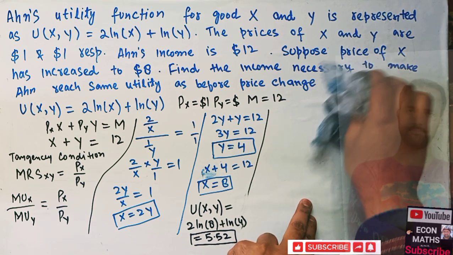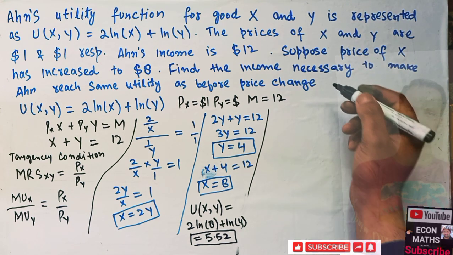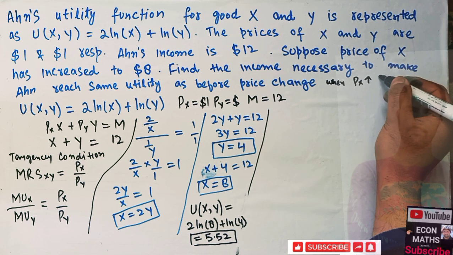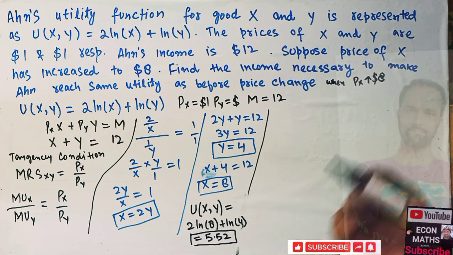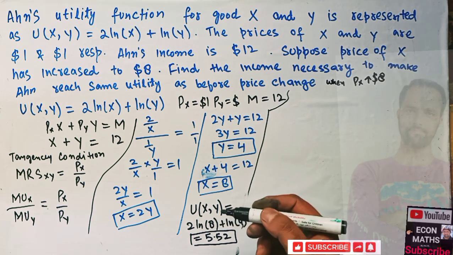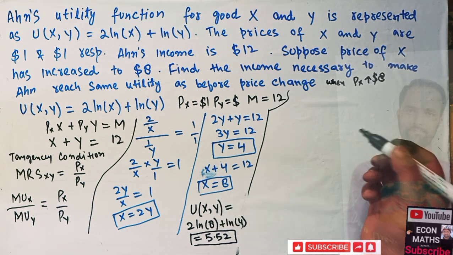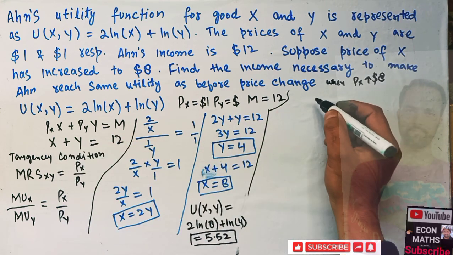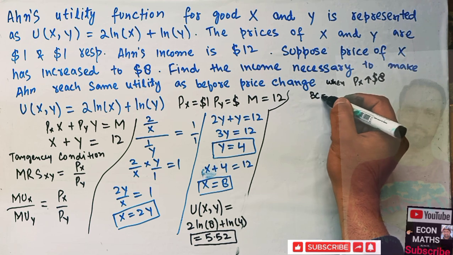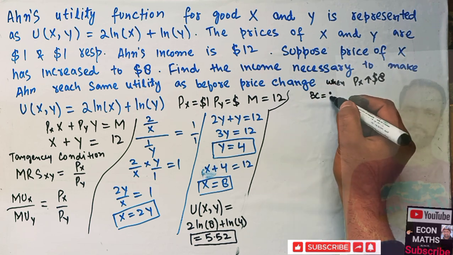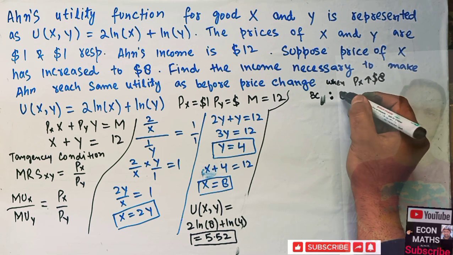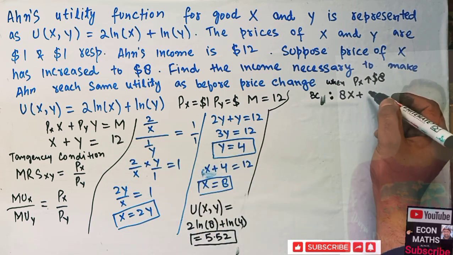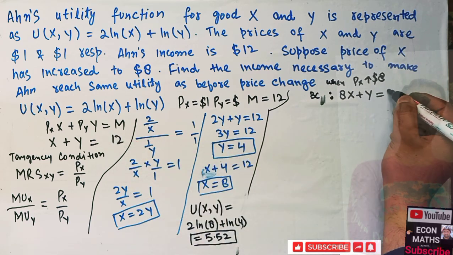Now, after the price has increased, let us see what happens when the price of x increases to $8. What will be our new budget constraint? In place of x we have 8x. So our new budget constraint will be 8, the price of x, times units of x, plus the price of y times units of y, where the price of y has remained the same, equal to 12.